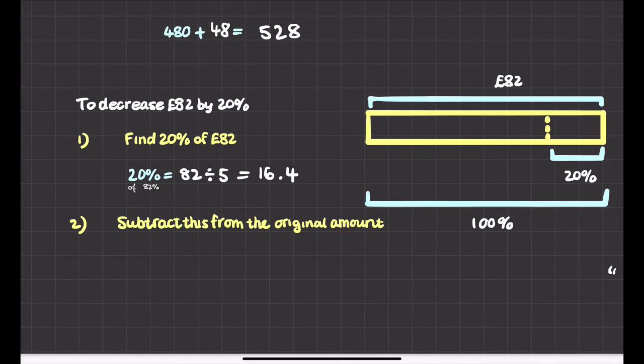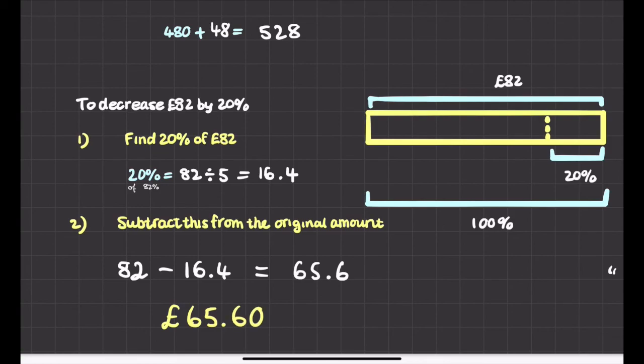And we're going to take this off the original amount. So I'm going to do my original amount, which was £82, and I'm going to take away 16.4. Okay, and you can work this out properly. I'm just going to do it quickly to give me an answer of... I'm cheating, I'm using my calculator to be quick. This gives me 65.6. Now, because it was money, the question was £82, I'm going to write my answer with pounds and pence. So I'm going to write it as £65 and 60 pence.